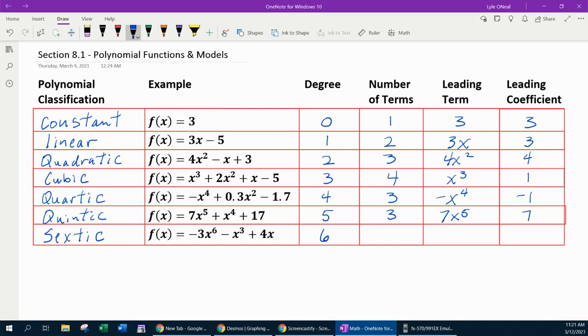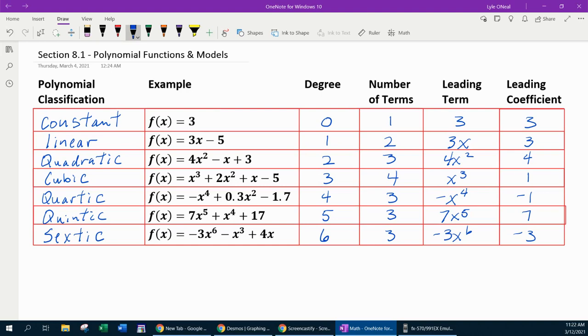You can Google that if you want, but that is the official math term for a 6th degree polynomial function. Sextic. Number of terms, 3 terms. Leading term is the negative 3x to the 6th, and the leading coefficient this time is negative 3. So that covers all of the polynomial classifications that you're going to need to be aware of.